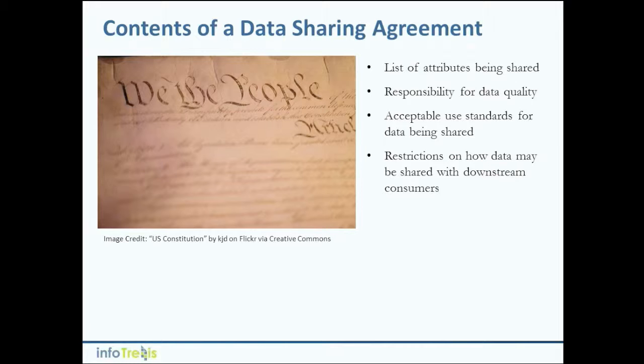Who's accountable for acceptable use standards for the data being shared? If the MDM hub is sending data to a downstream system, is the downstream system also accountable to observe any acceptable use standards? For example, are they also accountable to observe standards around masking social, and not sharing customer contact information with third parties? That's an important component of a data sharing agreement. Another component could be restrictions on how data might be shared with additional downstream consumers. If the MDM hub is sharing it with another department and that department is further propagating it, is that allowed or is it not allowed?